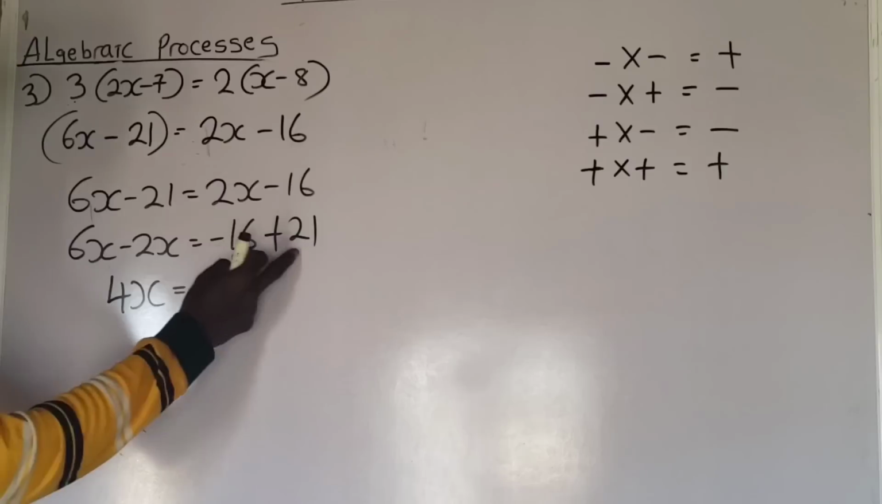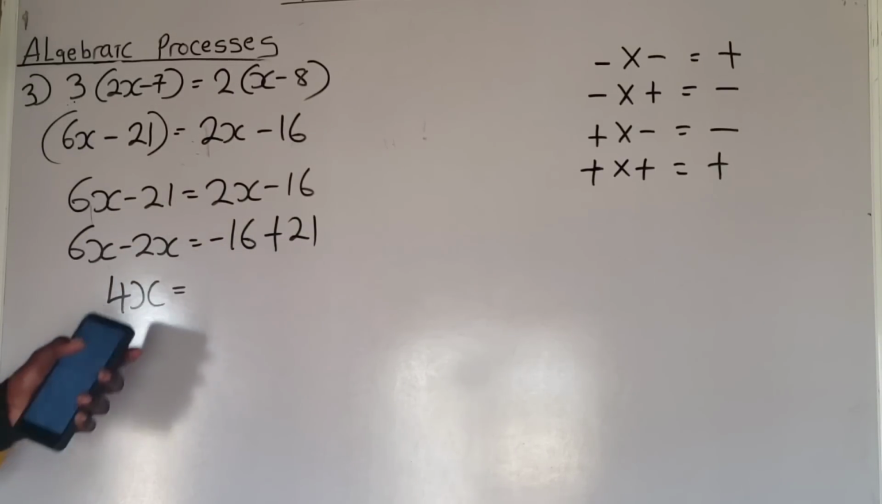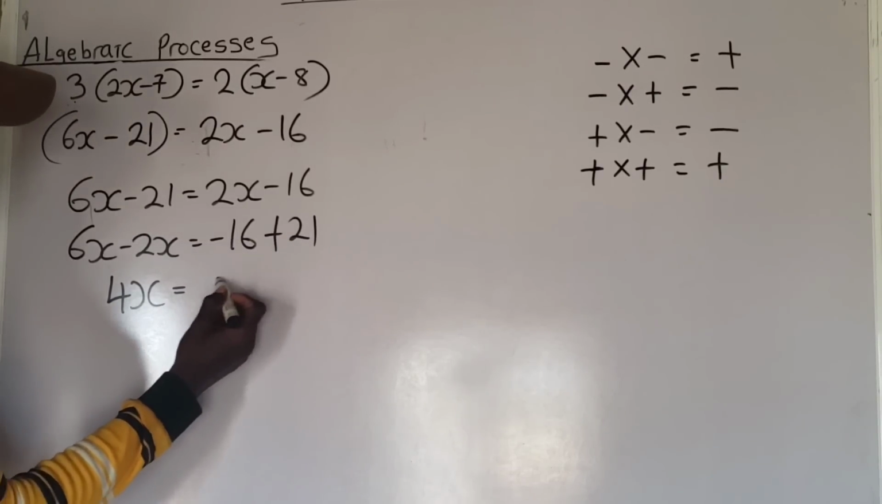This implies that 21 minus 16. You understand? That is, let's say you owe someone 16 naira. Then you are having at hand 21 naira. If you pay that 16 naira, how much are you going to be left with? That is what? 5 naira. You understand? So 21 minus 16 is what? 5. So for this, I'm going to have this is equals to 5.